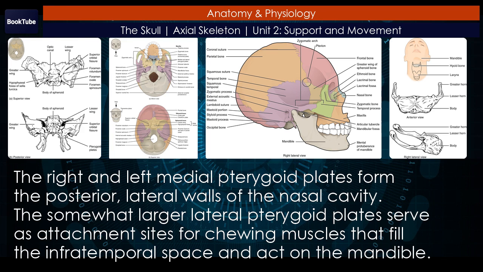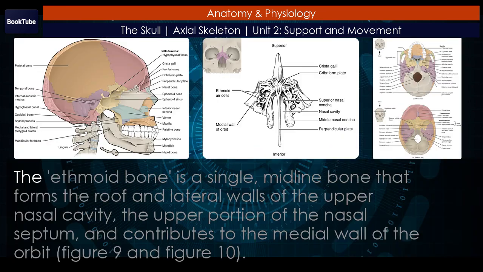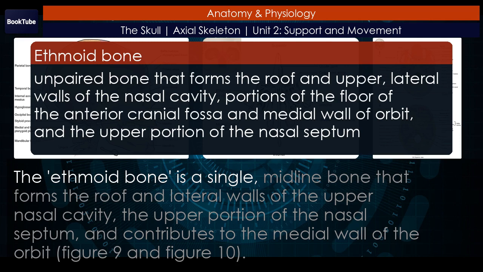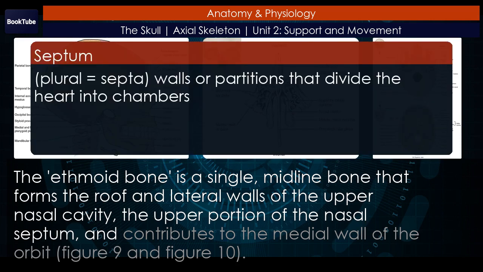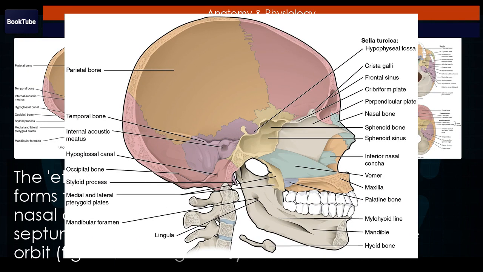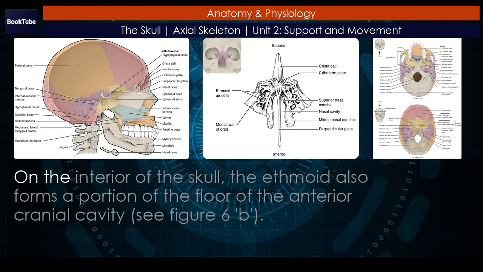Ethmoid bone. The ethmoid bone is a single, midline bone that forms the roof and lateral walls of the upper nasal cavity, the upper portion of the nasal septum, and contributes to the medial wall of the orbit. Figure 9 and Figure 10. On the interior of the skull, the ethmoid also forms a portion of the floor of the anterior cranial cavity.